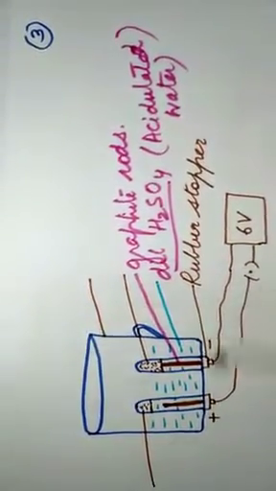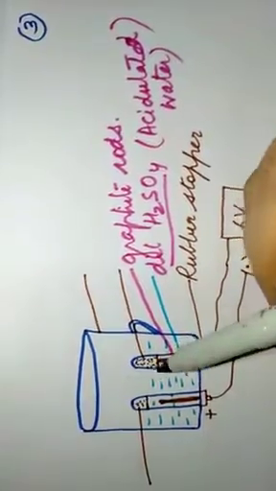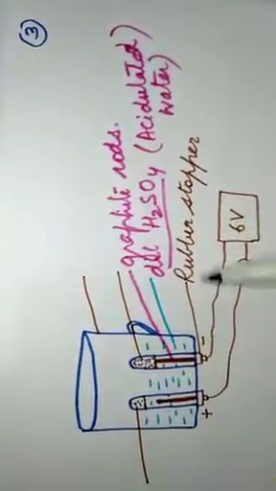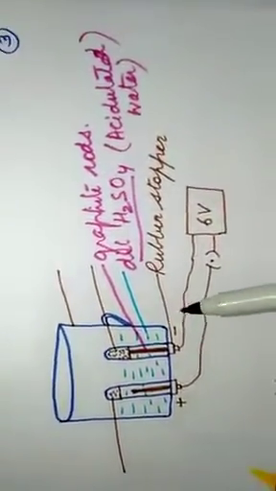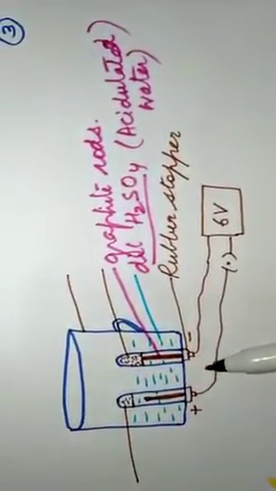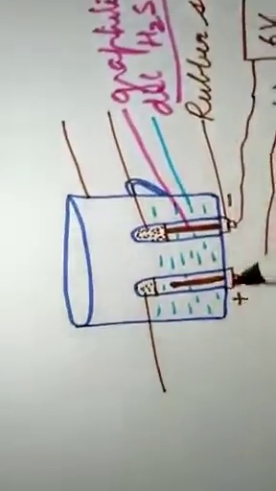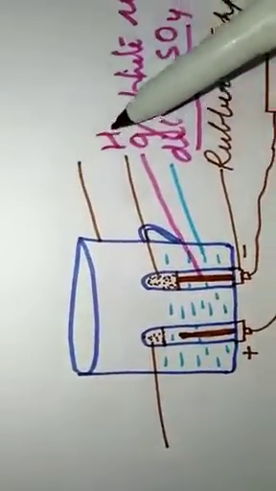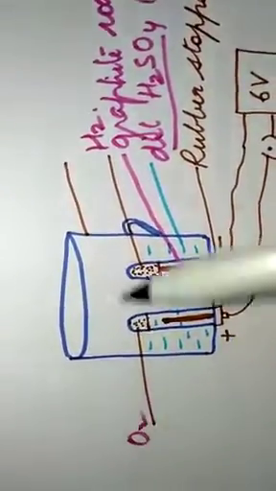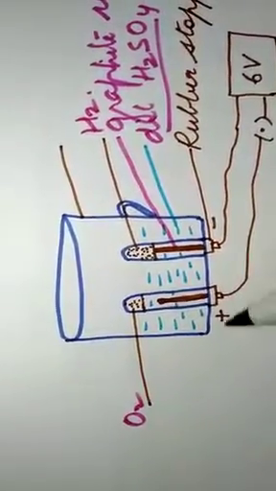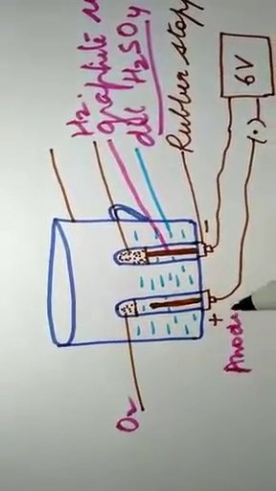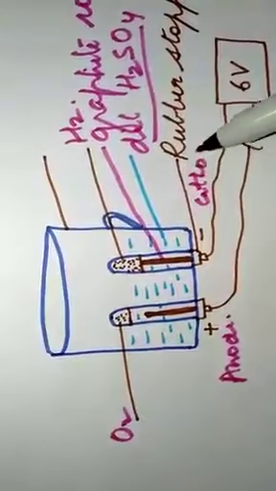This complete apparatus is known as a voltameter. Now on switching this on, when we pass a current through this voltameter, we will see bubbles of gases being evolved. Hydrogen is evolved at the cathode. Here this is hydrogen, and this is oxygen. Oxygen is evolved at the anode. This is the anode, the positive electrode, and this is the cathode, which is the negative electrode.